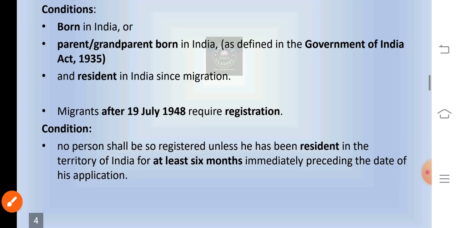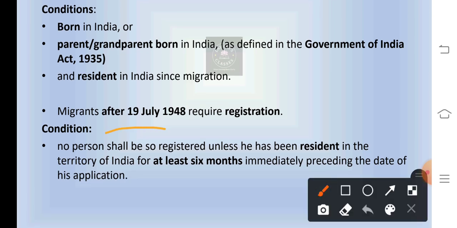Those who have migrated after 19th July 1948 require registration. Before applying for the registration process, he or she must have been ordinarily residing in the country for at least 6 months. Only those persons who were living in the country for a minimum of 6 months are eligible to register. Otherwise they are not eligible. So if they want to acquire citizenship of India, they have to fulfill this condition.